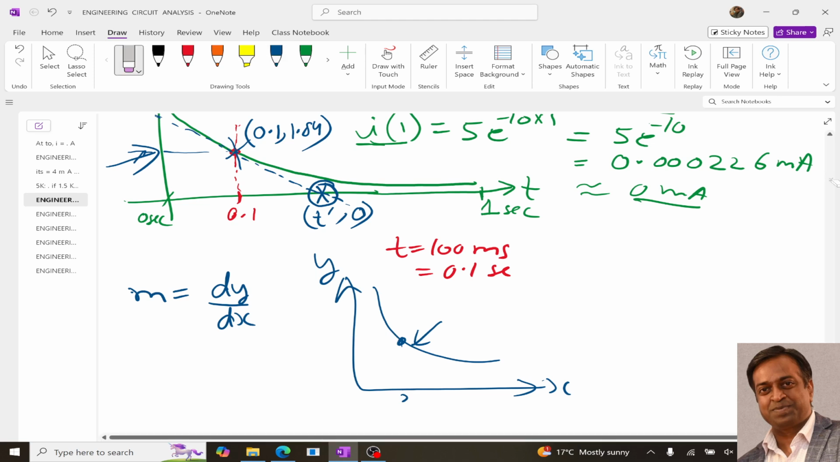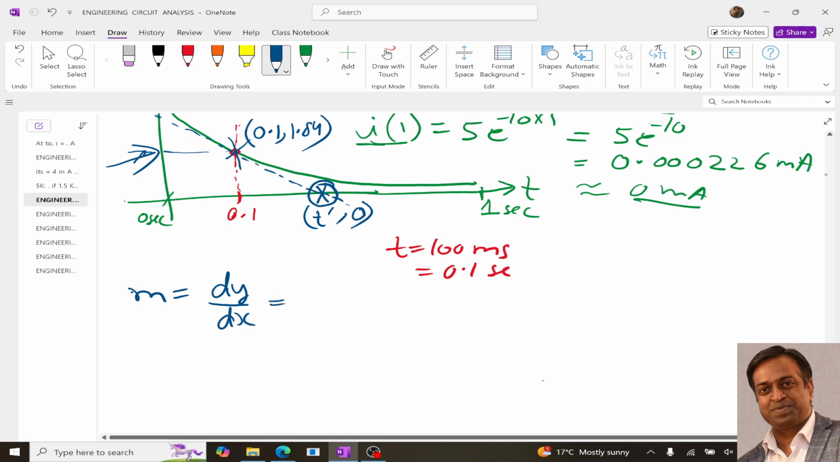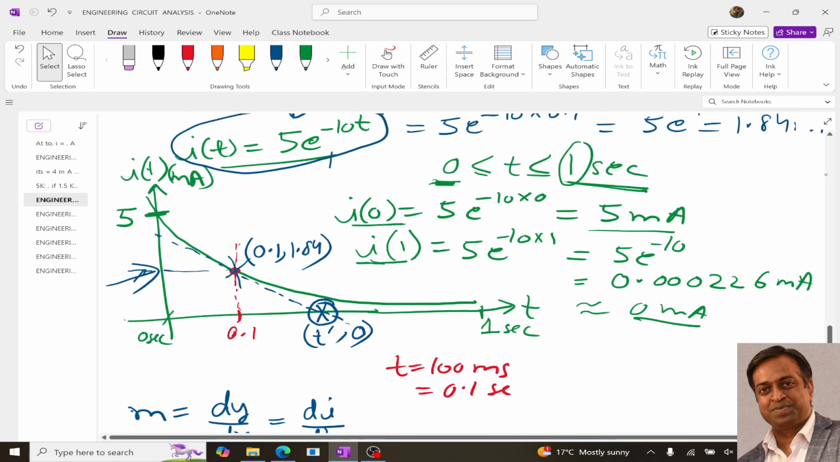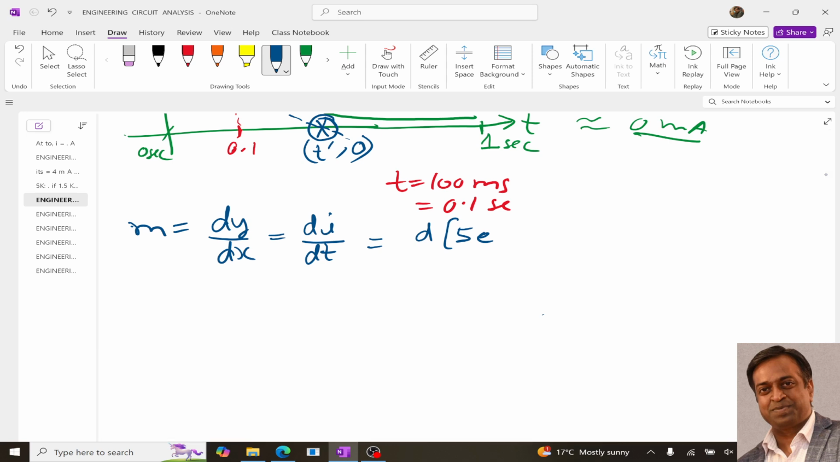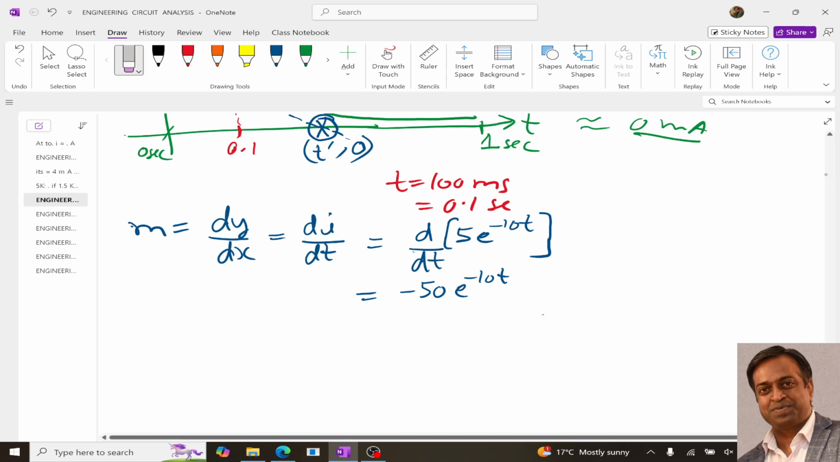Let's check how we can do it. Now over here, on the y-axis we have I, and on the x-axis we have t, so it is di by dt. Our I is this, right? So we need to differentiate this 5 e power minus 10t with respect to time, so it will be minus 50 e power minus 10t, right? So this is our m, or simply it is the slope.